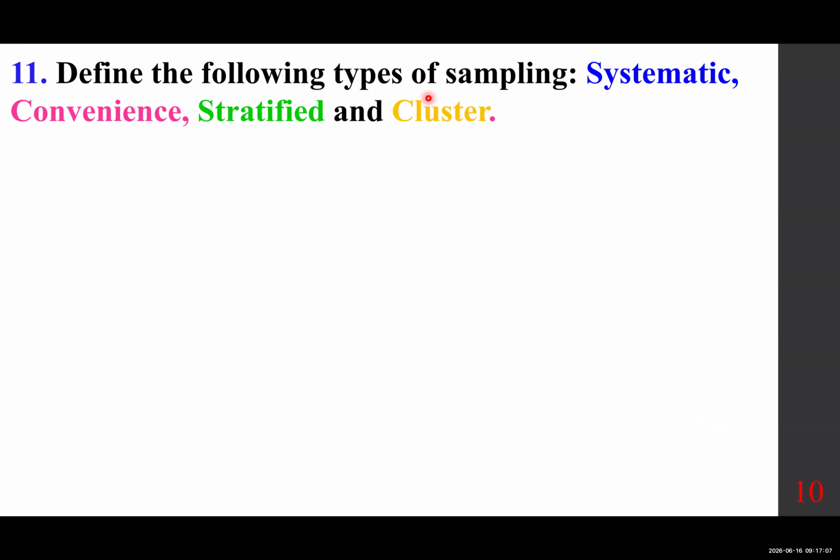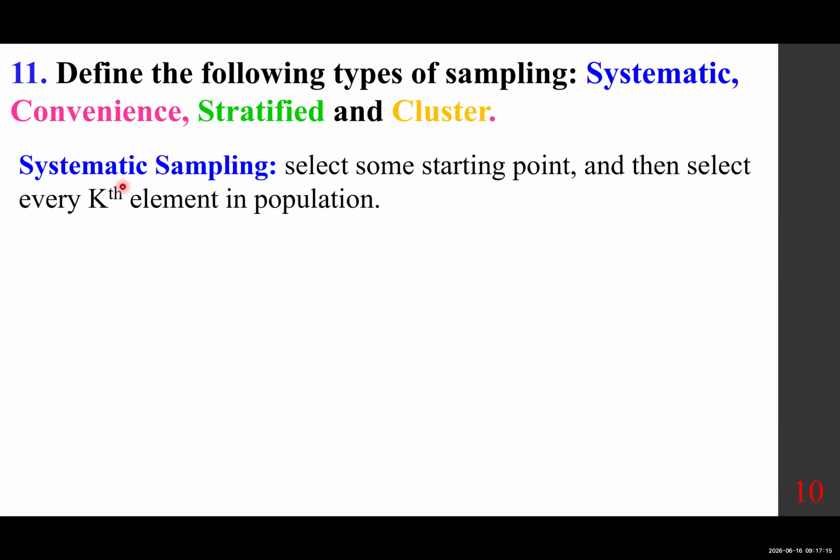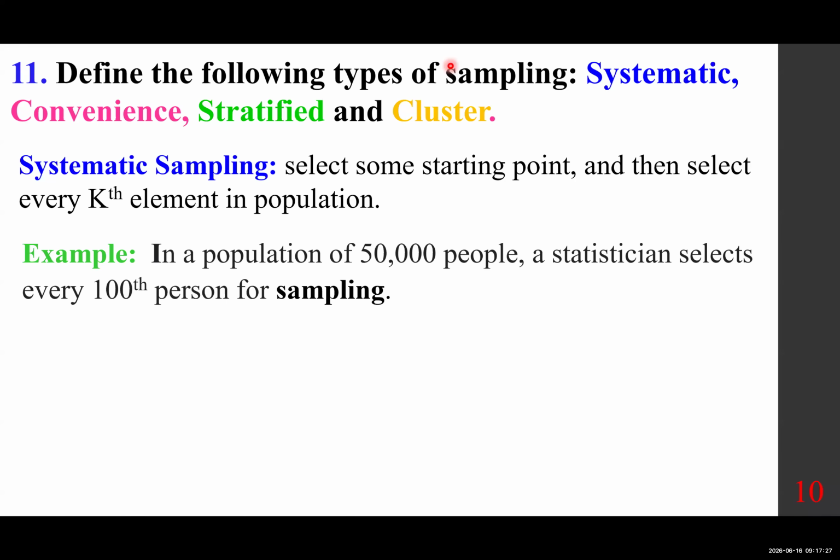Define the following types of sampling: systematic, convenience, stratified, and cluster. Systematic sampling: select some starting point, randomly of course, and then select every kth element in the population. Example: in a population of 50,000 people, a statistician selects every 100th person for sampling.